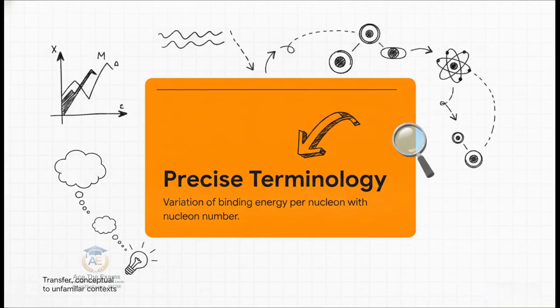And this brings us to the very first hurdle, terminology. Look closely at the exact phrasing required by Cambridge. It's not just binding energy. You can't just write that and move on. It is the complete, precise concept, the variation of binding energy per nucleon with nucleon number.